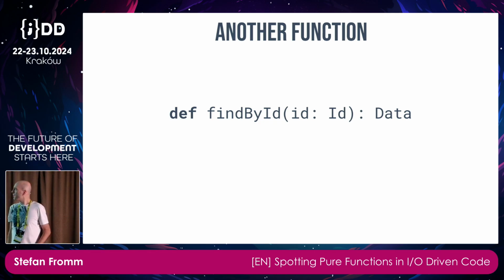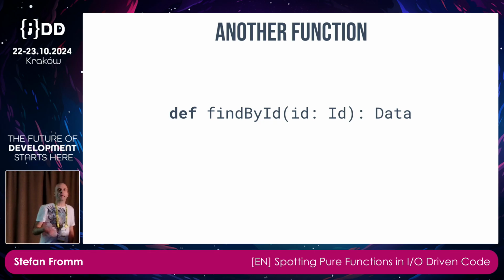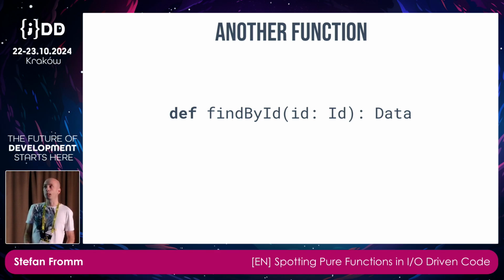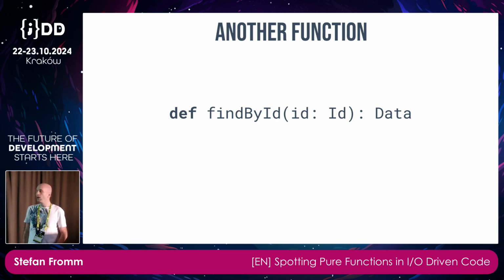Let's have a look at this function. It's another method, findById. It takes an argument, an ID, and it returns a result, Data. And if you ask the compiler, is this a function? The compiler will tell you, yes, of course, it's a function, because it takes an argument and returns a result. So perfectly, it's a function.